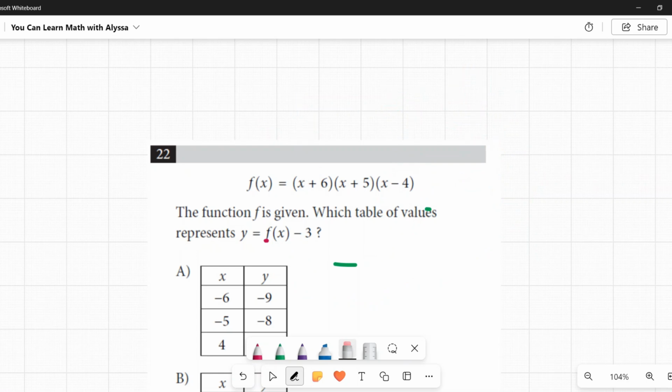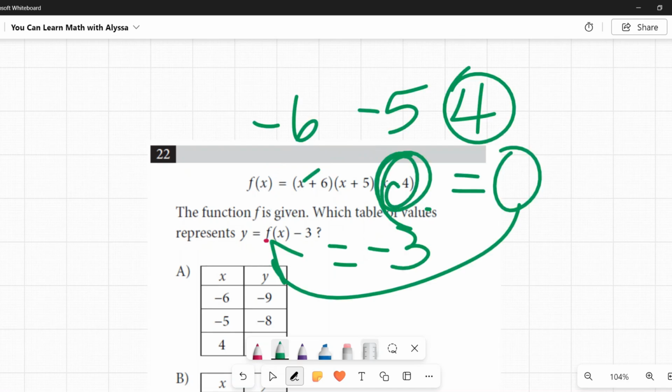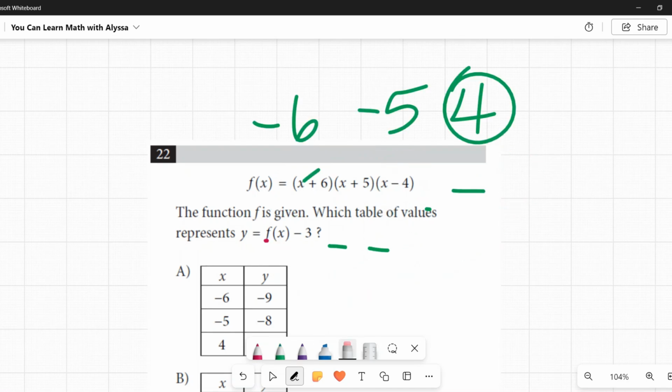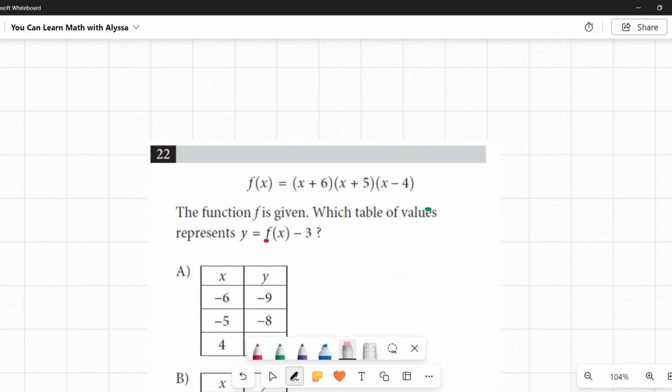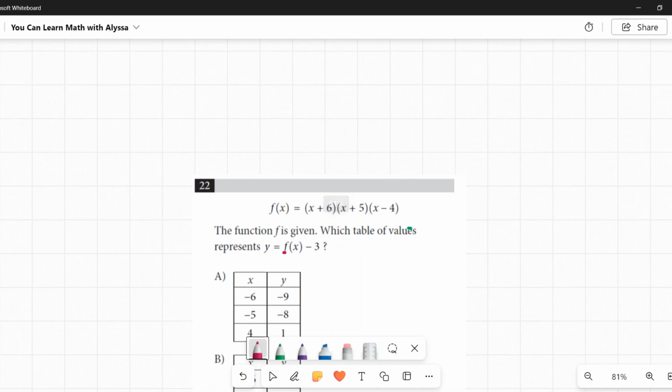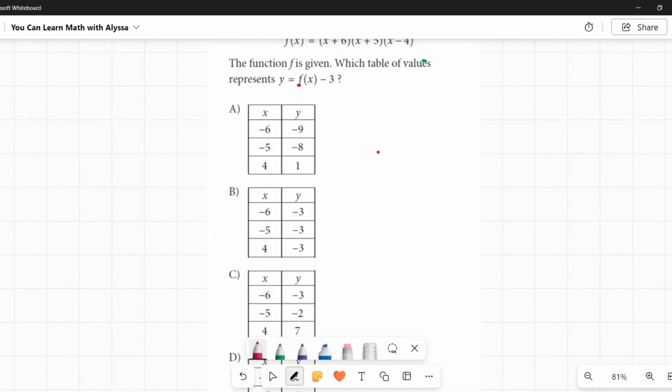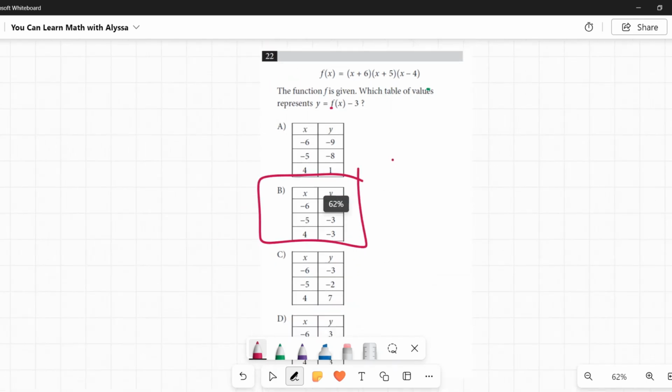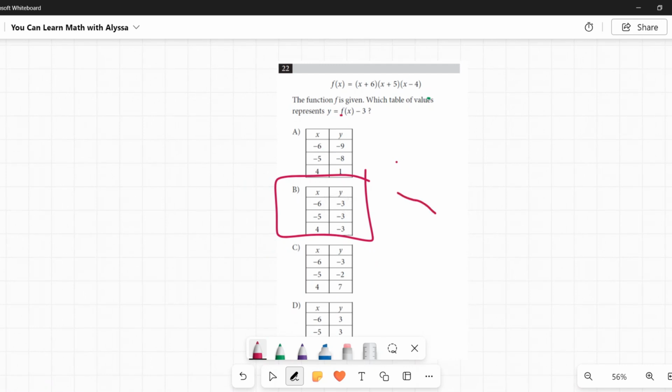You don't really have to do a whole lot of math because you don't have to plug in the -6 into each of these and then multiply together and do some lengthy thing. Sorry, I keep backing up too far. It's just -3, always -3. And which one of these shows -3 is the answer for each one? B.